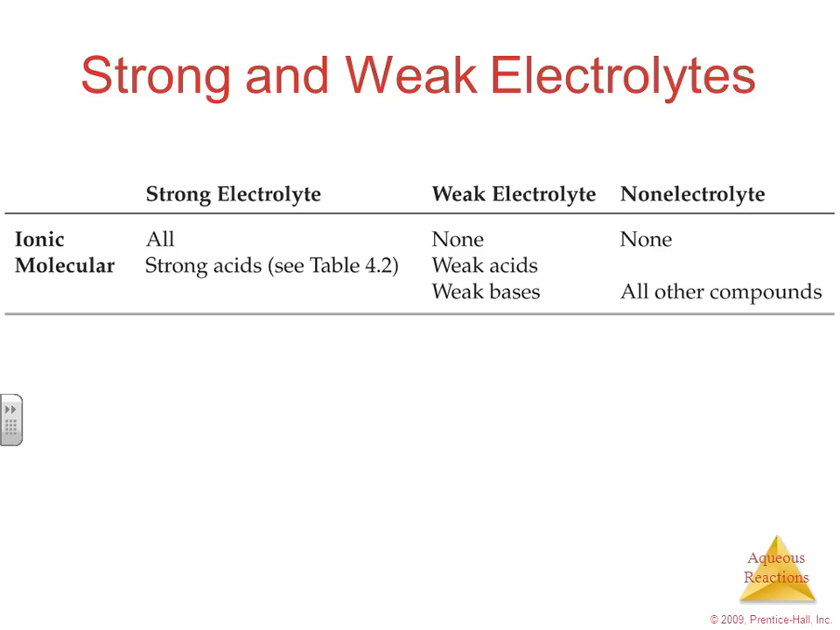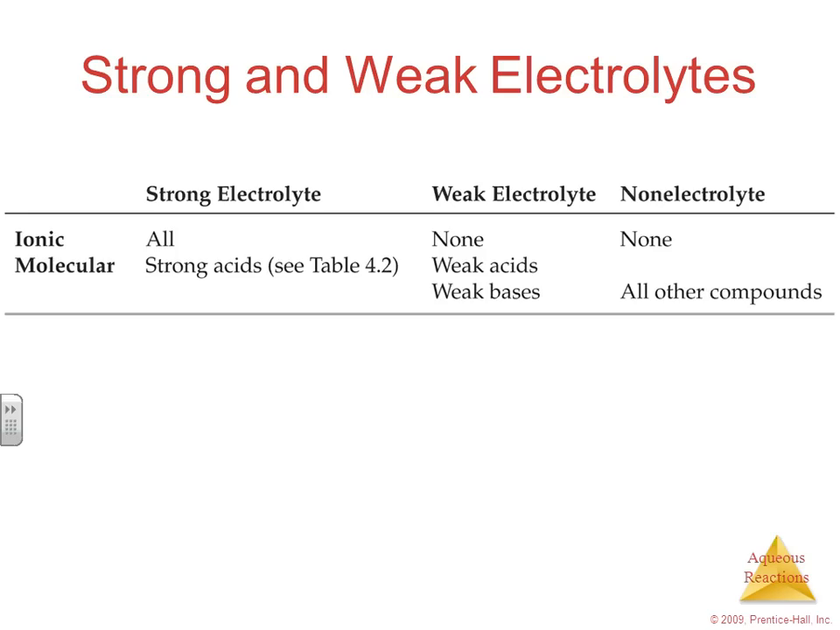Ionic substances, if they're water soluble, then they dissolve in water and they're going to break apart 100%. They're going to be your strong electrolytes. Molecular things can be your strong acids, which are molecular substances, but yet they dissociate 100%, so they become strong electrolytes. But for weak electrolytes, ionic stuff is never going to form a weak one, but your weak acids and bases would fall in that category.